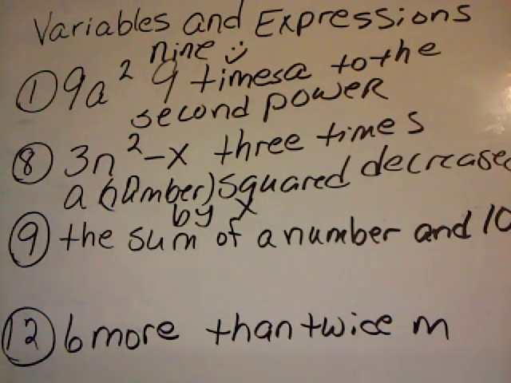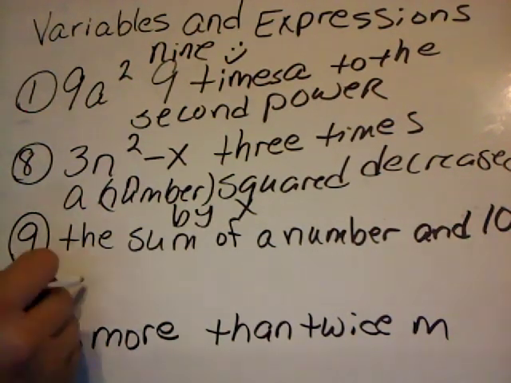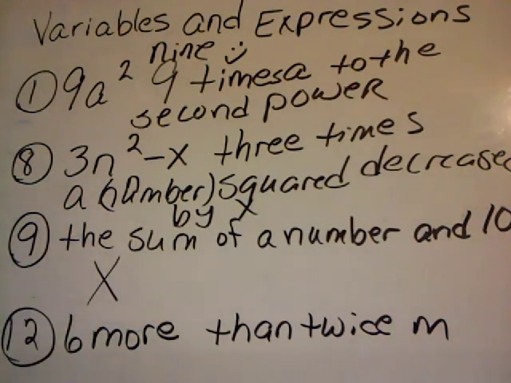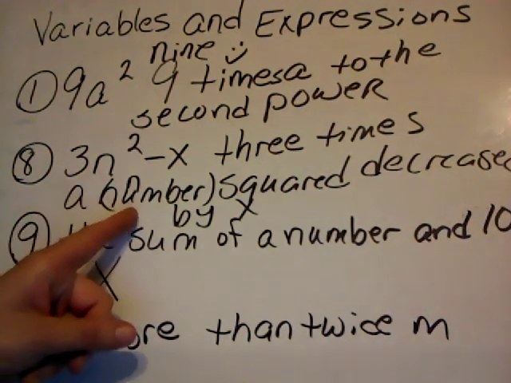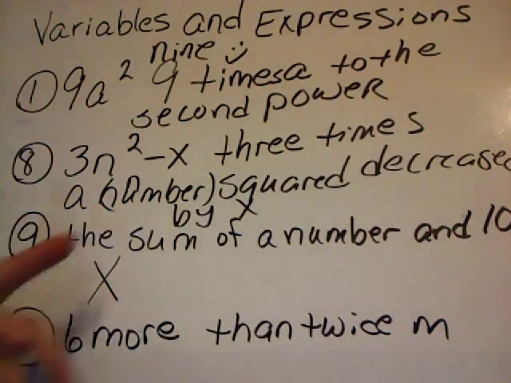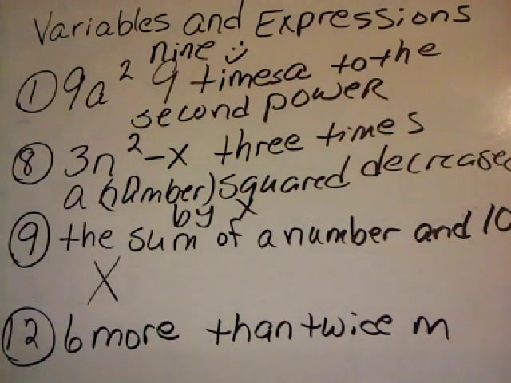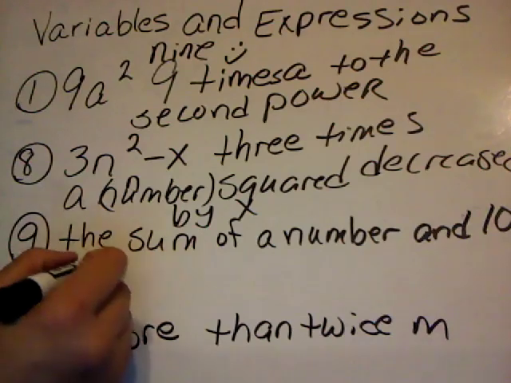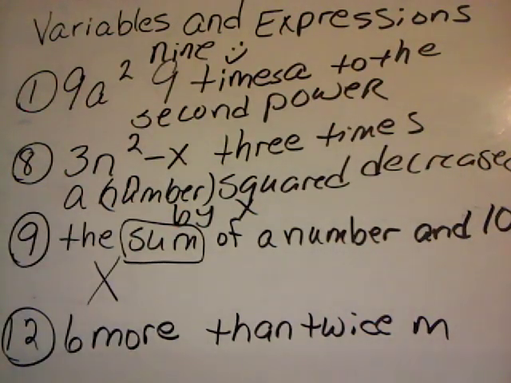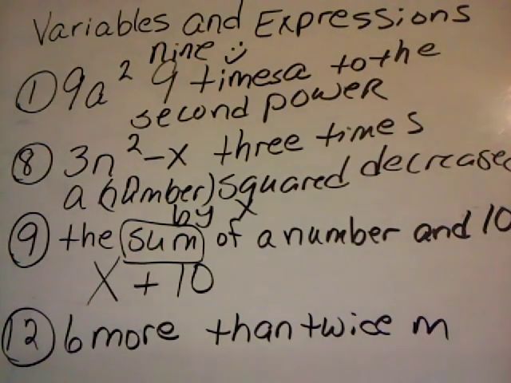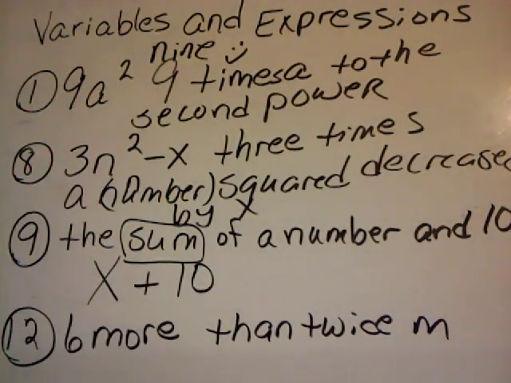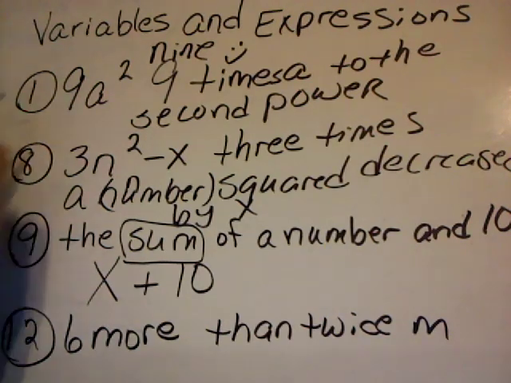If you look down on page 7, number 9 says the sum of a number and 10. Well, I don't know what the number is. I can use any letter of the alphabet. I'm going to choose X. I could have used T, U, V, W, does not matter. Just like up here where I said a number, I could have said 3 times a number squared decreased by a number. So the sum of a number and 10. Now sum means to add, so I'm going to put addition. And it's some number plus 10. I do not know what that number is. It has not been defined. It is a variable.